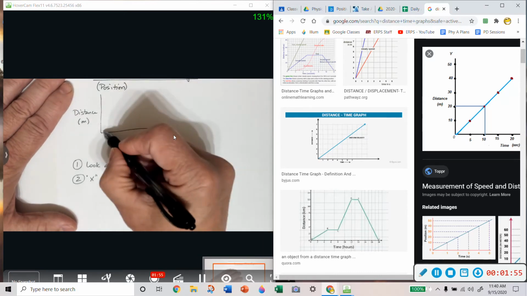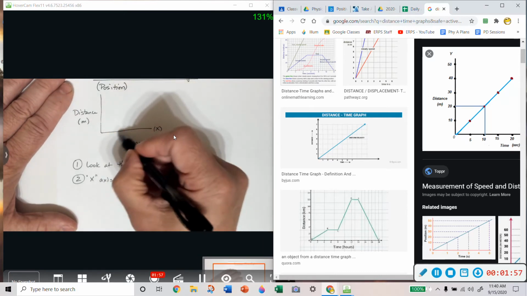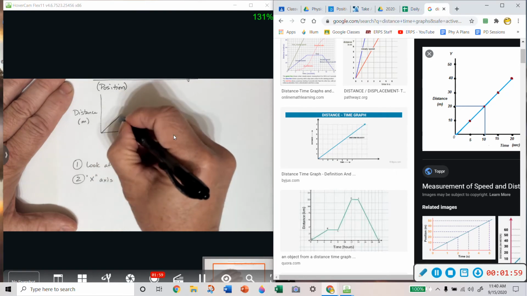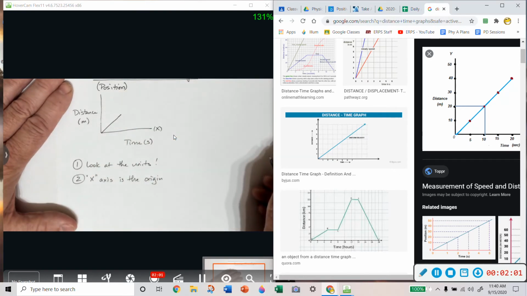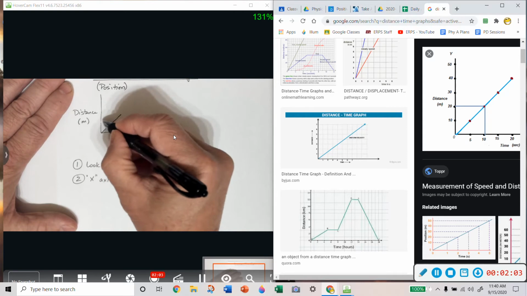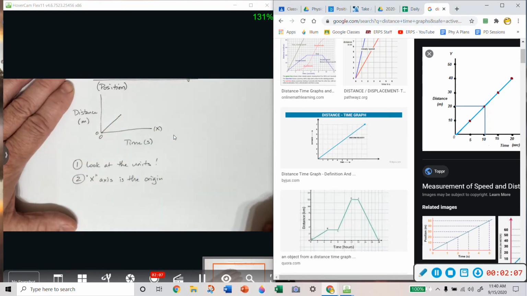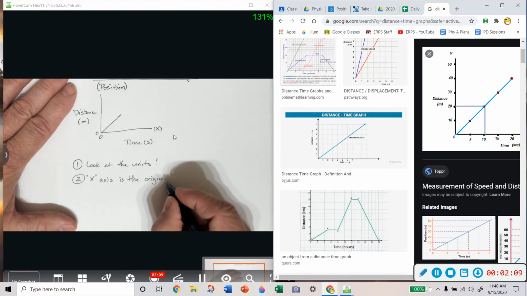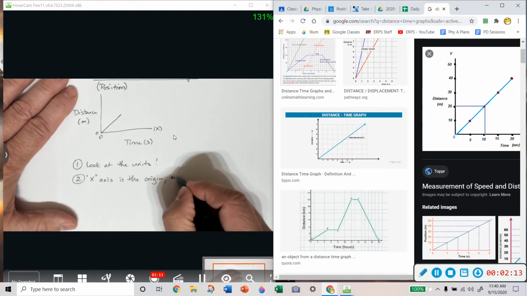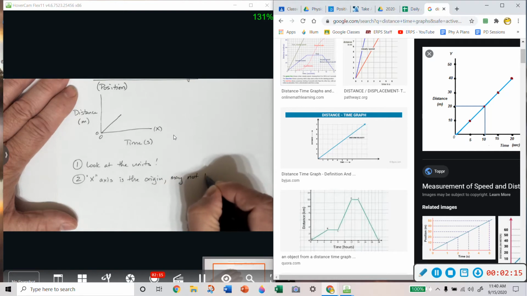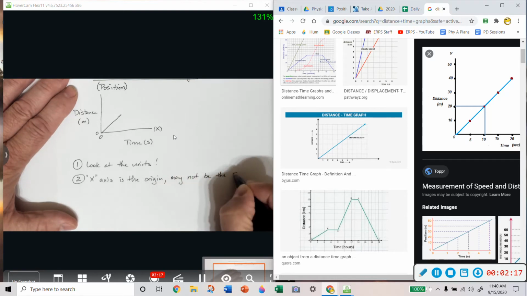So if this object is moving up and away, let's say object A, it has moved so far from the origin. This would be our 0, 0 point. Okay, and we have to be careful. That is not always the starting point. It may not be the starting point.